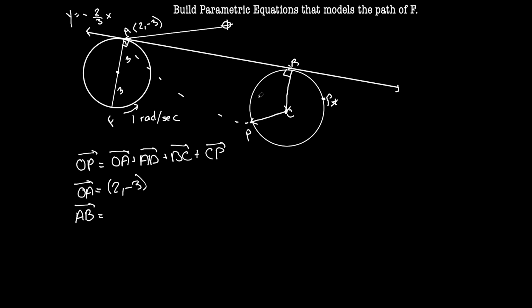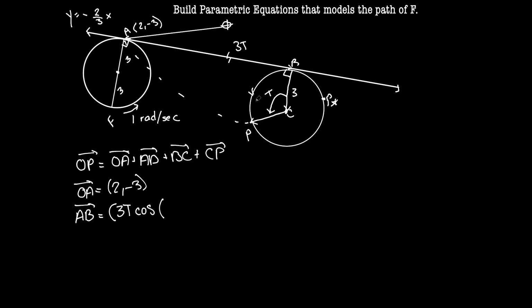Well, we're not given it, but we know how to find it. So we know that this is going to be t because we're only rotating 1 radian per second. We also know the radius. So since these two are equal, we multiply the angle times the radius, and we get that this is 3t. So that's the magnitude. So 3t cosine.